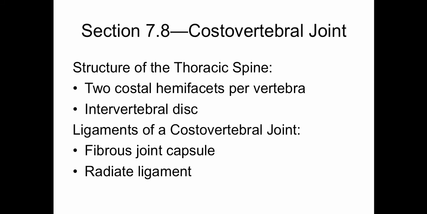The typical thoracic vertebral joint has two costal hemifacets, one superiorly and one inferiorly. The head of the rib forms a joint with the inferior costal hemifacet of the vertebra above, the superior costal hemifacet of the vertebra below, and the intervertebral disc that is located between the two vertebral bodies. The costovertebral joint is stabilized by two ligamentous structures, its fibrous joint capsule and the radiate ligament.